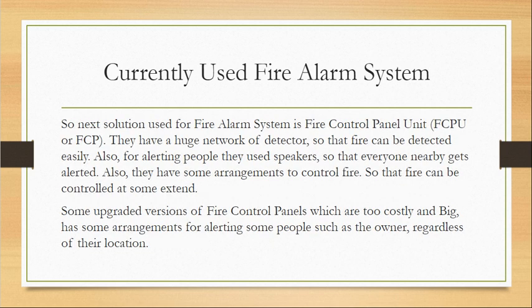So a more advanced solution used for fire alarm system is fire control panel unit. They have a huge network of detectors so that the fire can be detected easily. Besides alerting people through speakers and buzzers, they also have some arrangements to control fire.